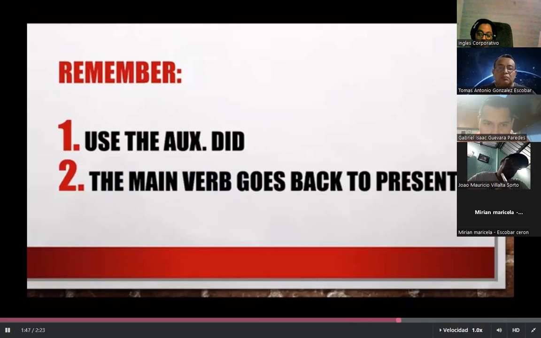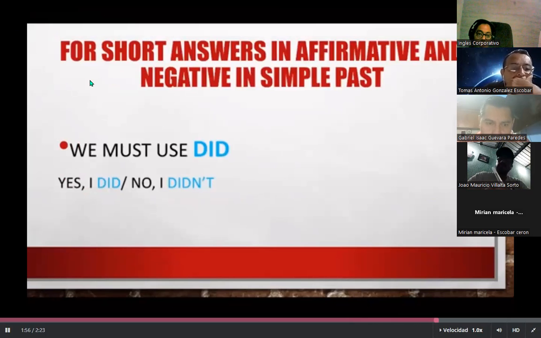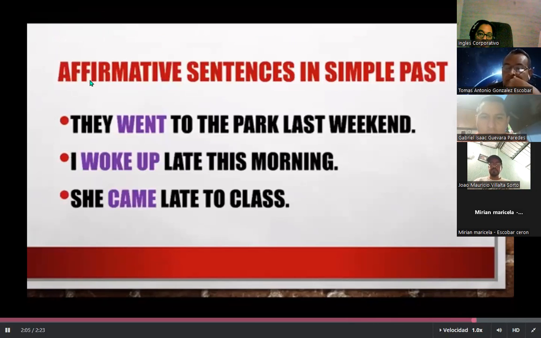For short answers in affirmative and negative in simple past, we must use did within the answer as we saw on the chart. Yes, I did. No, I didn't. This takes us to say that we use verbs in simple past when we say affirmative sentences. Take a look at the following statements. They went to the park last weekend. I woke up late this morning. She came late to class. I suggest for you to study and learn verbs in simple past for you to express past activities and experiences.